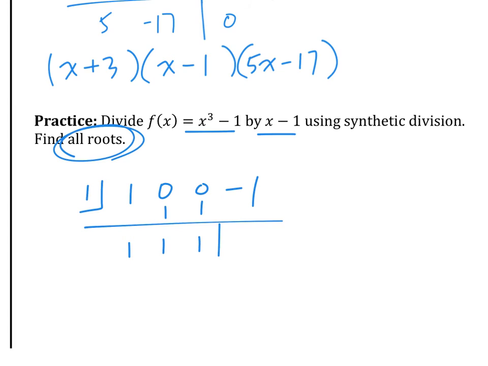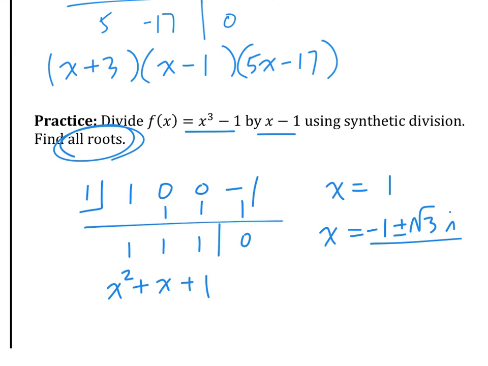1, 1, 1, 1, 1, 1, 0. So we get x squared plus x plus 1. They want you to find all the roots, so we can see that 1 is a root. There are 2 more. The other 2 are stuck inside this polynomial. If you try to factor, you'll realize you cannot. So you have to use the quadratic formula. Go ahead and try that. x is equal to -1 plus or minus square root 3 i over 2.